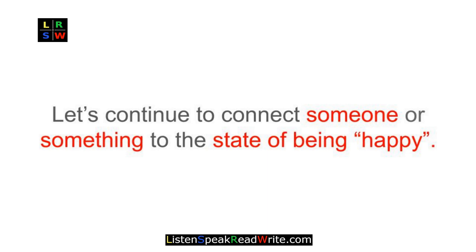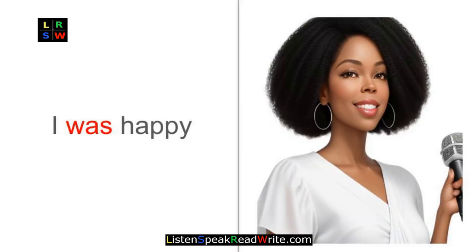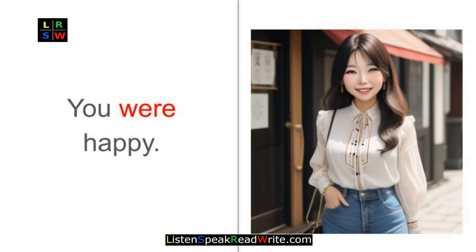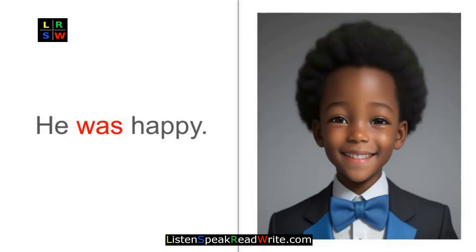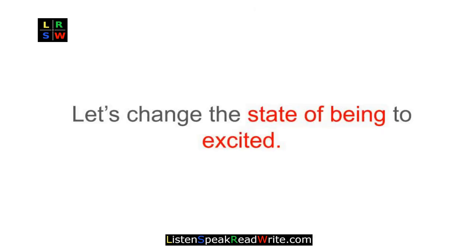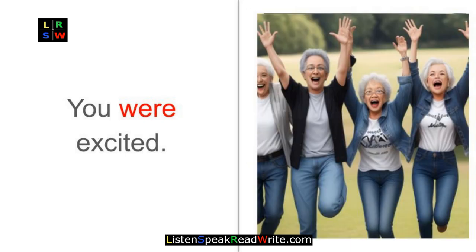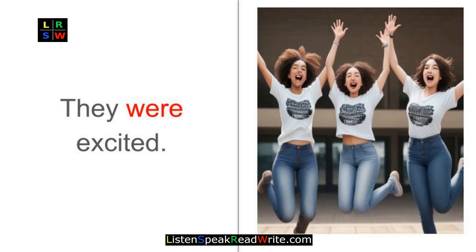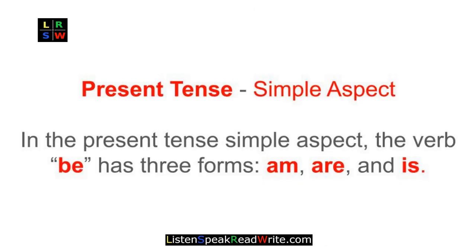Let's continue to connect someone or something to the state of being happy. I was happy. You were happy. He was happy. She was happy. It was happy. Let's change the state of being to excited. We were excited. You were excited. They were excited.